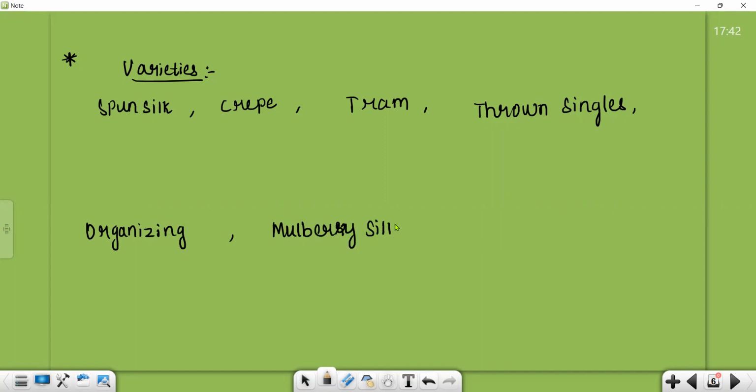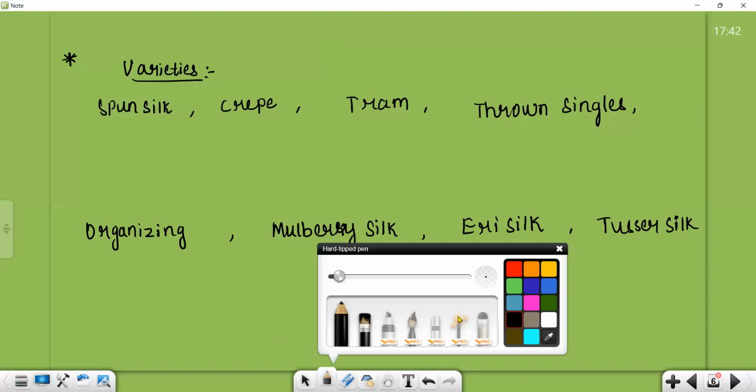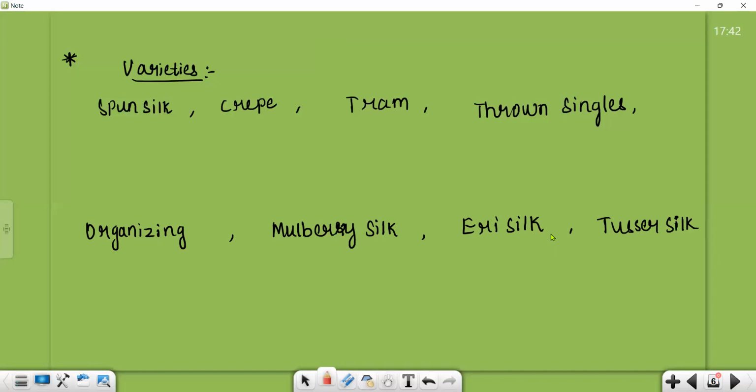So all these are varieties of silk: Eri silk, Muga silk, next Tussar silk. These are different silks we will learn. But the mulberry silk is the costliest of everything.